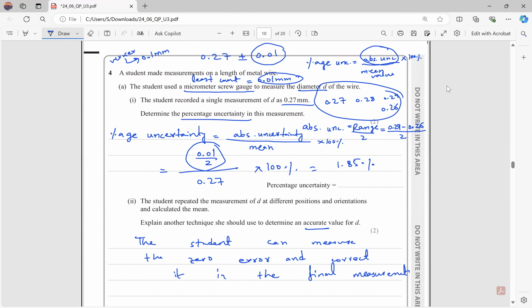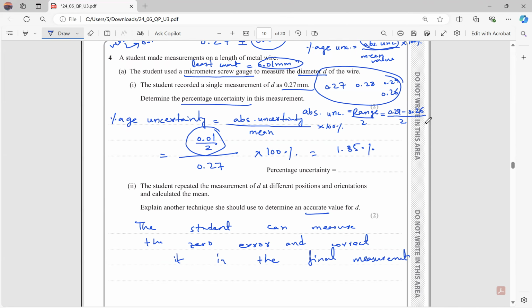And how will this help? How is this related to accuracy? A zero error introduces systematic uncertainties in the system. How? Because all your values are now greater by a certain amount or smaller by a certain amount. It's not random. It was present in the system and it will cause a deviation in all your values. So, such an error is systematic error.